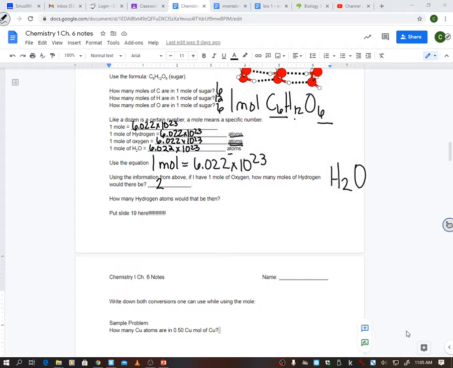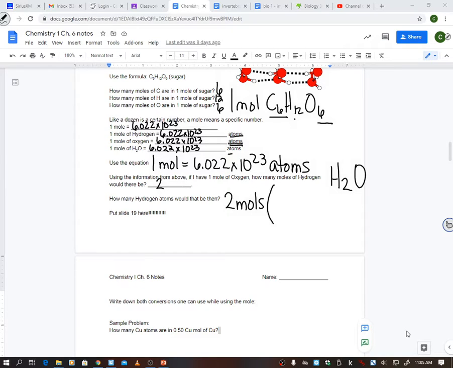All right, so 1 mole equals 6.022 times 10 to the 23rd. So if I have 2 moles, how many atoms would that be? If 1 mole is 6.022 times 10 to the 23rd, then I need to know how many 2 are. And some of you might right away know that, hey, I'm going to multiply.